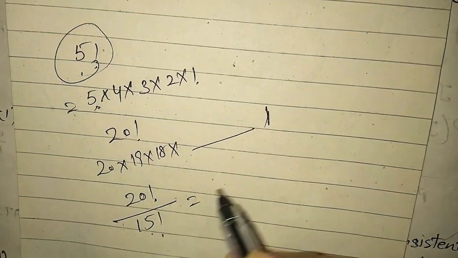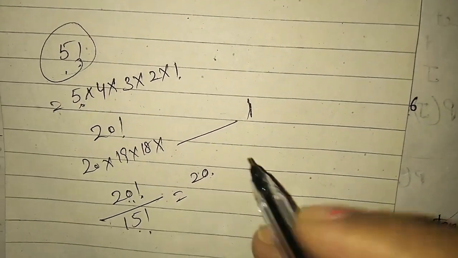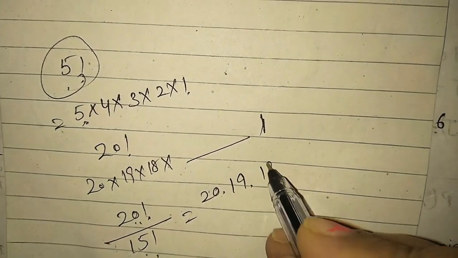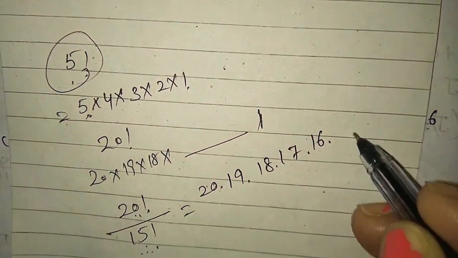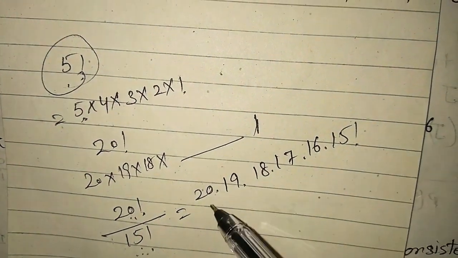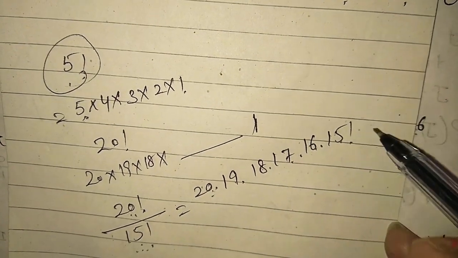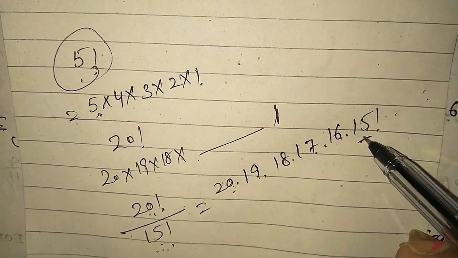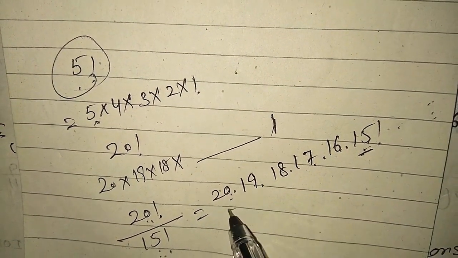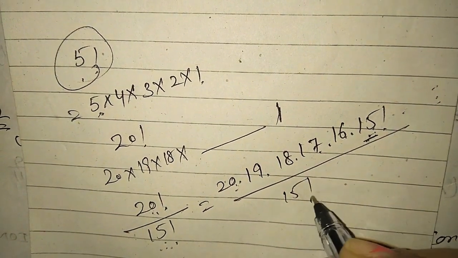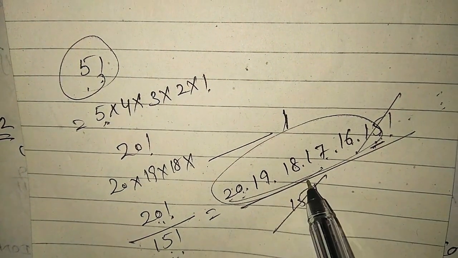We will solve it by writing 20 factorial as 20 into 19 into 18 into 17 into 16 into 15 factorial, because we know that it goes from 20 down to 1. So 20, 19, 18, 17, 16, and then 15 factorial, which is 15 down to 1. Here we cancel the 15 factorial, multiply the rest, and we get the answer.